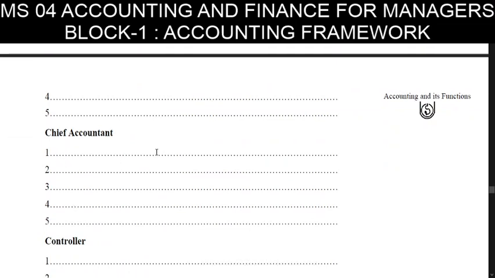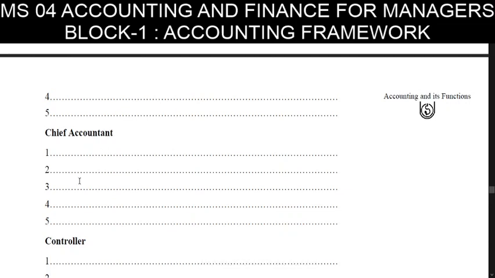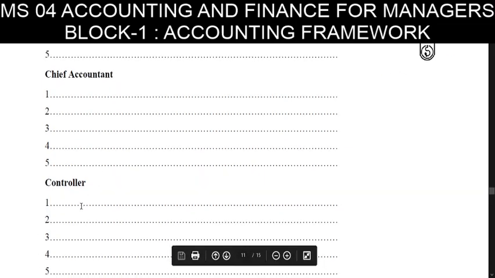Chief accountant is the head of the accounting. There are different kinds of accounting systems like tax accounting, financial accounting, management accounting, and various other kinds of accounting. So he's head of all these kinds of accounting. He reports to the executive director of accountant. Some other points you can write.